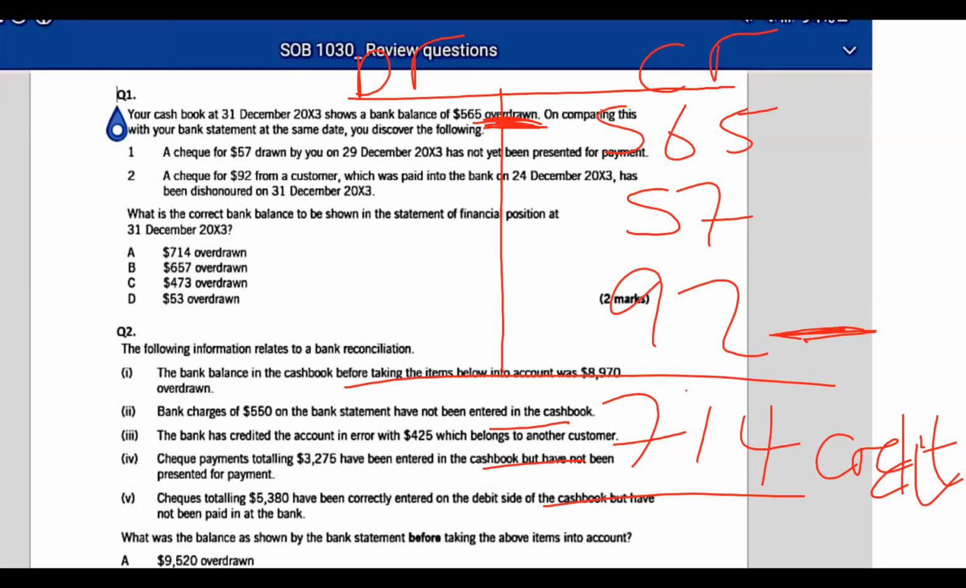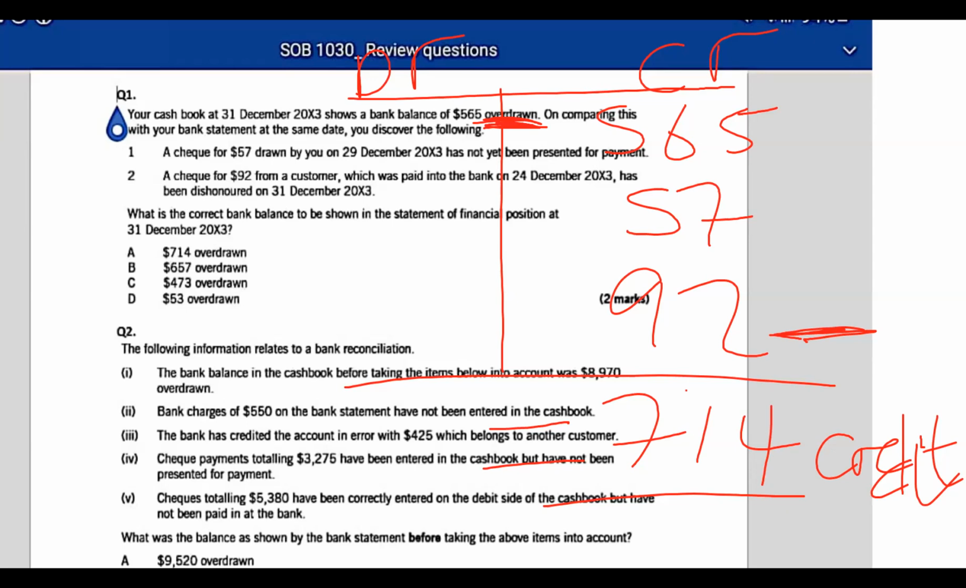So they're saying that your cash book at 31st December shows a bank balance of 565 overdrawn. Now, this word overdrawn simply means a credit entry. In short, they're guiding you that this balance is not a debit. It's not on the debit side. Remember, the bank balance can be on the debit or credit side, but to guide you that this entry is on the credit side, you have the word overdrawn. Did you get that?